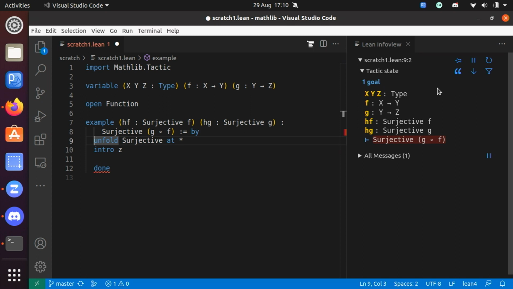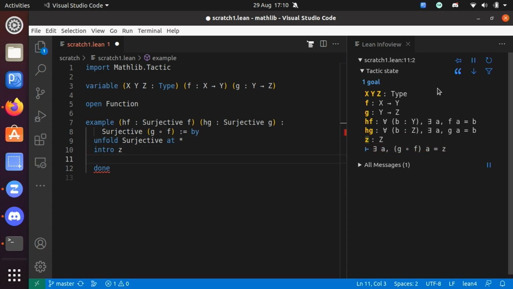And so it knows that we've got to prove that every element of z comes from x. So where are we going to get this element of x from? Now I've got to work out how to prove the theorem. Okay. So we've got g from y to z is surjective, and we've got an element of z, so let's use the hypothesis of surjectivity of g to get an element of y, and I would do that with specialize hg at z.